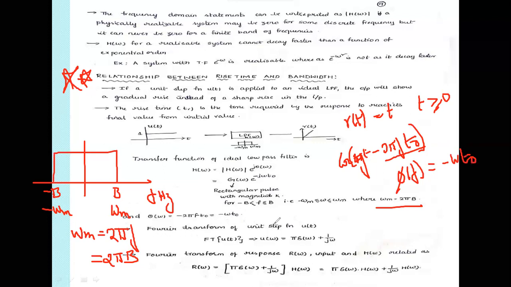Okay. The Fourier transformation of the unit step function u of t, because we are applying the step function to the low pass filter, is U of omega equal to pi into delta of omega plus 1 by j omega. That is the Fourier transformation of the step input.